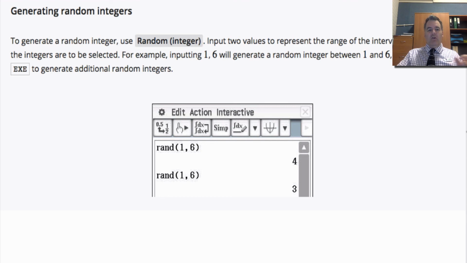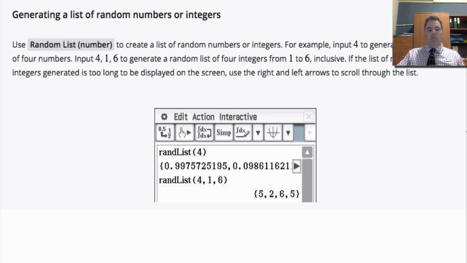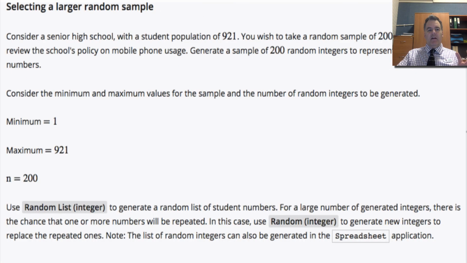It's really easy to generate integers. So rand 1, 6 will give you an integer between 1 to 6. So this would simulate rolling a dice. We've got a 4 and we've got a 3 there. Or it will give you a list. So if you go rand list 4, there's a list of 4 numbers between 0 and 1, decimals, or rand list 4, 1, 6 is a list of 4 numbers between 1 and 6, and it's only going to be whole numbers, integers in this case here. So, we can generate lists of random numbers really easy on our calculator.